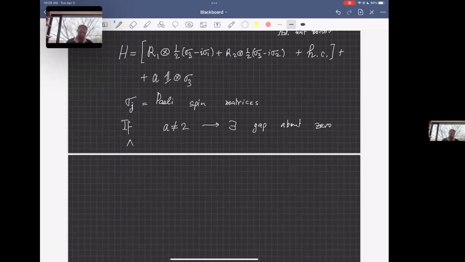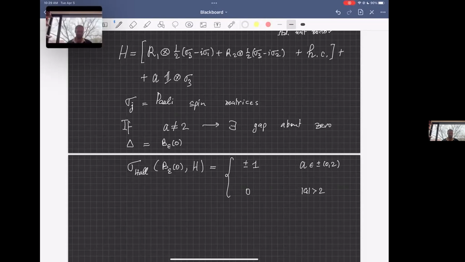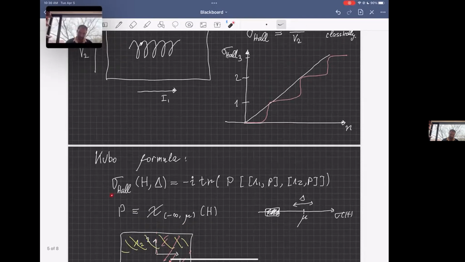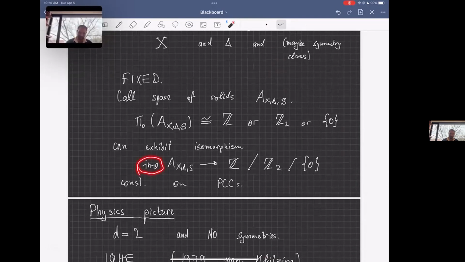So probably you should take there to be some epsilon bar about 0. And it is a calculation that I will not do right now, but still it is a calculation that the Hall conductivity associated with this gap and with this Hamiltonian turns out to be either plus minus 1, depending on whether A is in plus minus of 0, 2, or it is 0 if A is in absolute value beyond 2. So that's one very concrete model where you actually see this non-zero invariant. So in case it wasn't clear, this sigma Hall is meant to be exactly this invariant. I haven't said that.